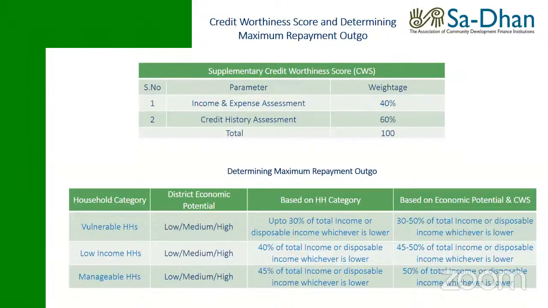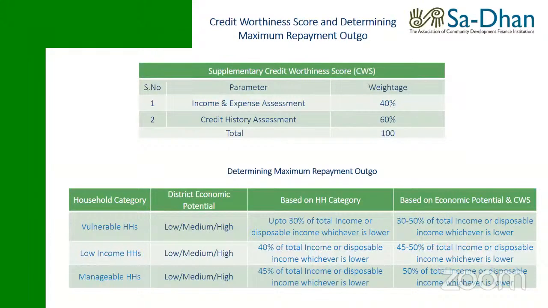As you saw, the proposed RBI norms say that whatever the repayment outgo is, it should not cross 50%. In that case, if it's a vulnerable household, we suggest it can be slightly lower than the allowed 50%, maybe 30%. If it's a low income household, maybe 40% you can keep, and for a manageable household maybe 45% you can keep.